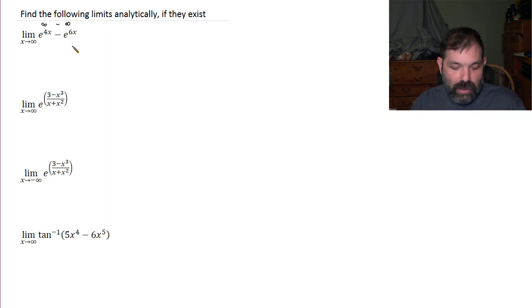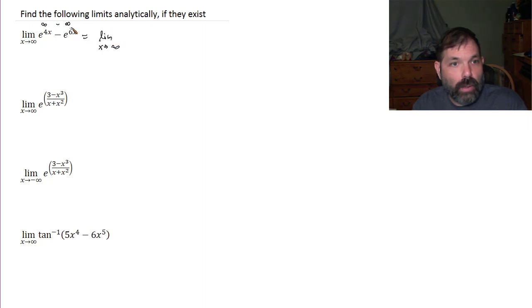We have to use a little bit more understanding. So what I'm going to do here is some tricky factoring. I'm going to write this as the limit with x approaching infinity, and what I'm going to do is factor out the greater power.